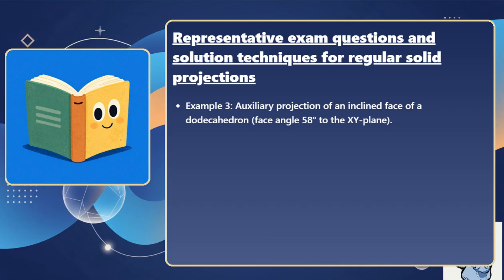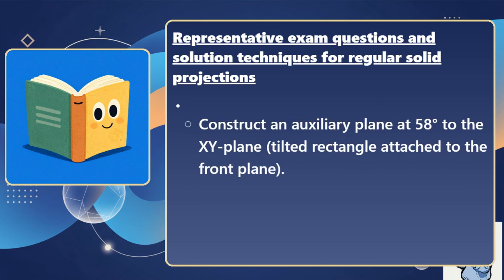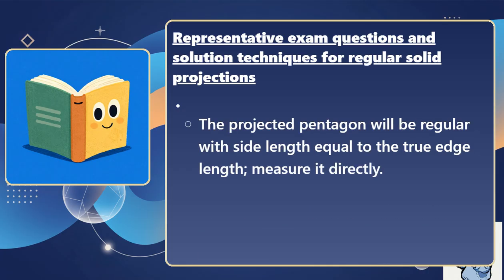Example 3. Auxiliary projection of an inclined face of a dodecahedron. Face angle 58 degrees to the xy plane. Solution steps: draw the principal front view showing the inclined pentagonal face as a distorted pentagon. Construct an auxiliary plane at 58 degrees to the xy plane, a tilted rectangle attached to the front plane. Project the vertices onto this auxiliary plane using lines parallel to the view direction. The projected pentagon will be regular with side length equal to the true edge length.